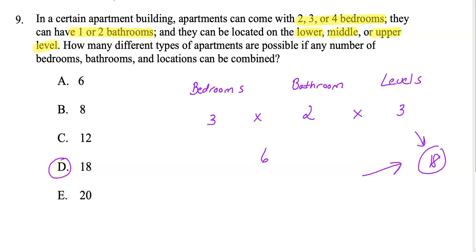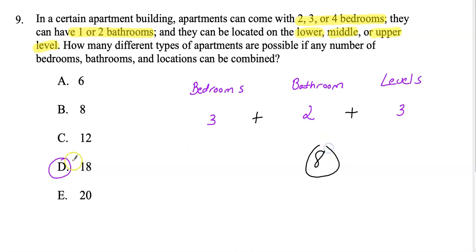Now, you might be wondering, though, why are we multiplying? A lot of students will go ahead and add these up. And you will notice that if you add these instead of multiply, you get 3 plus 2 is 5, 5 plus 3 is 8. And that answer choice shows up here. And a lot of students will circle answer choice B. So I think it's important that you understand why we're multiplying. So I'm going to explain why, and it's going to take a little longer, but I think it's important to understand.